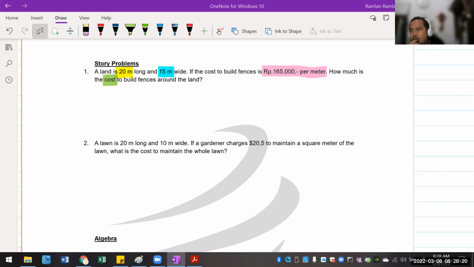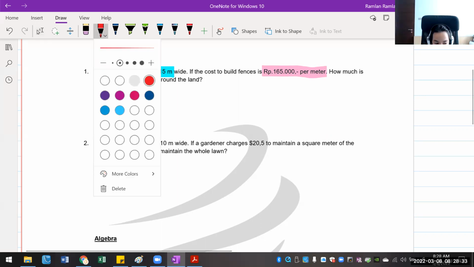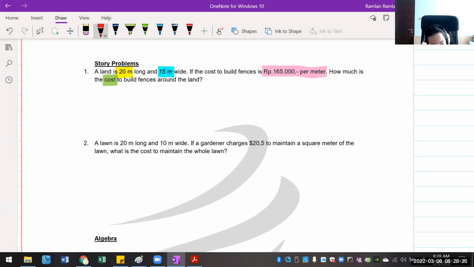Kiko, do you agree with Ali, or do you have a different answer? I think it's a rectangle, Pak. Okay, it is a rectangle. How do you know it's a rectangle? Why do you think it is a rectangle? Because it has a different length and height. Okay, very good, that's a very good reason.